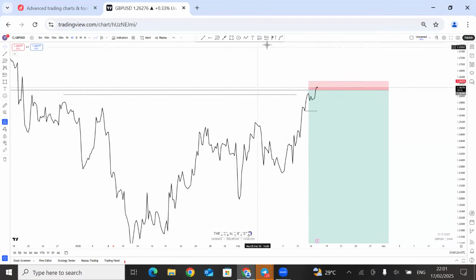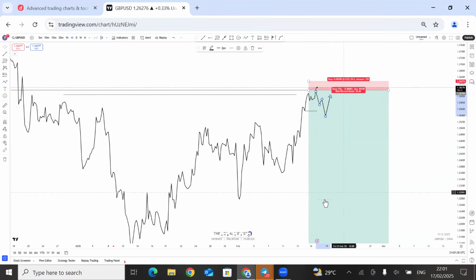I just want price to come down, something like this. I want price to leave here, break this, and what happens? I start looking for sell opportunities, reversals to the downside. So that's just how I look for my entry.